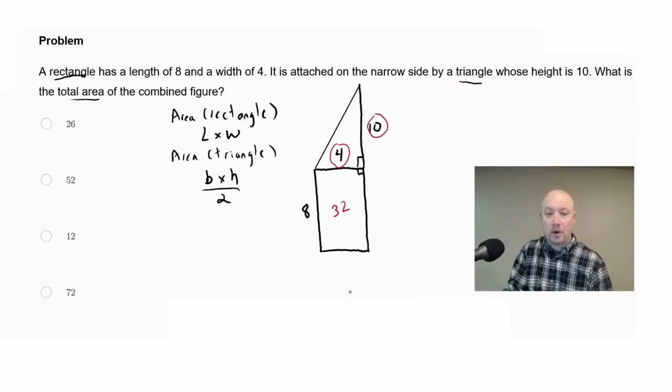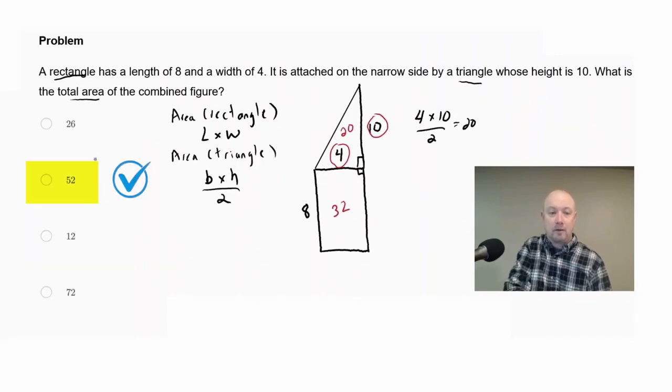So we're going to do 4 times 10, and then cut it in half. That's equal to 20, so the area of the right triangle is 20. When we combine the two areas, we get 52 as our result.